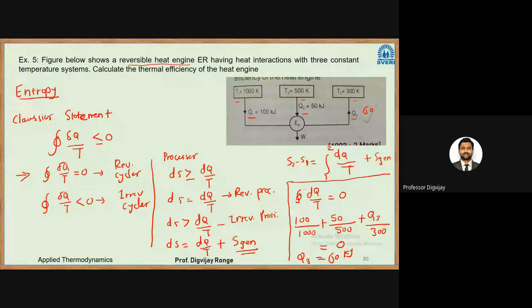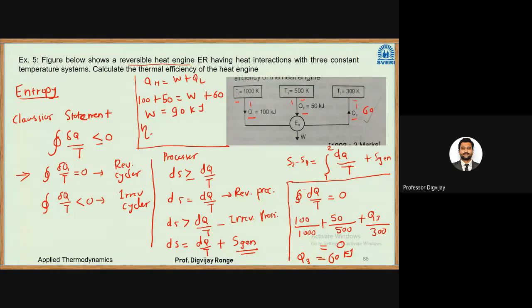So this is the QH, what we receive from the source, and this is the QL. If I want to write the energy equation, QH is equal to W plus QL. Here QH is the heat from the source, that is 100 plus 50, is equal to W, which is unknown, plus QL, which is known, 60. So you can calculate W. I think this will be 90 kilojoule, right?